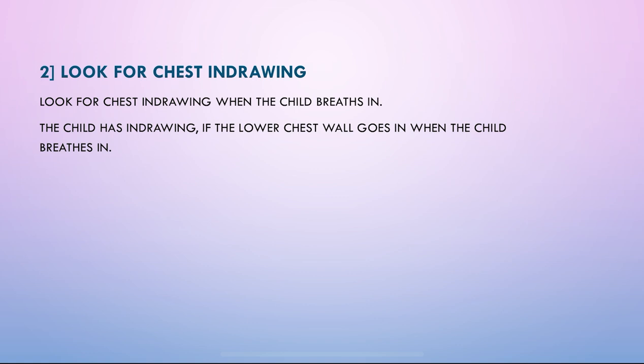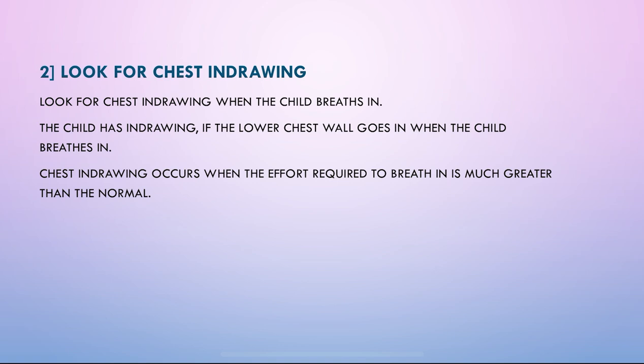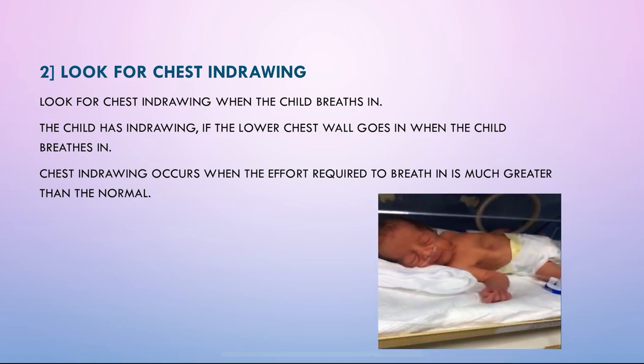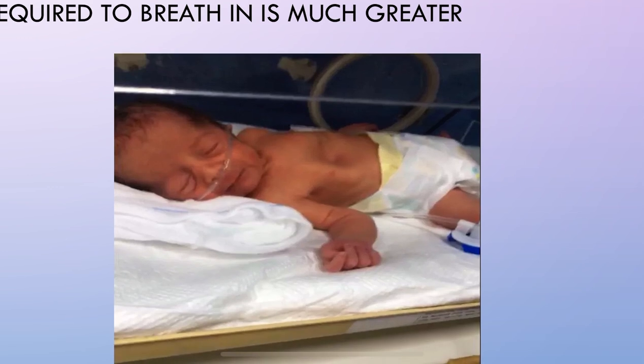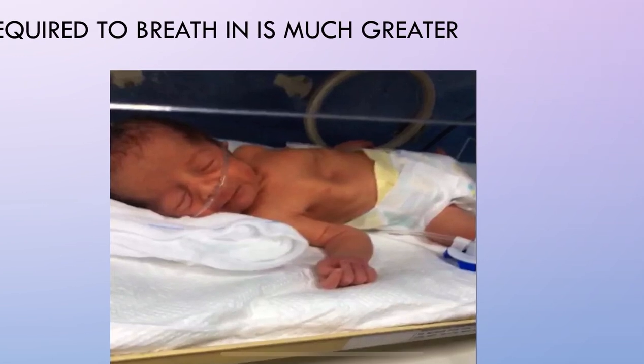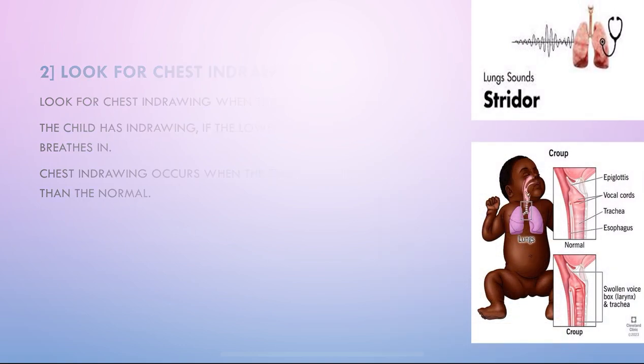Next, we look for the chest indrawing. Look for the chest indrawing when the child breathes in. The child has indrawing if the lower chest wall goes in when the child breathes in. The chest indrawing will occur when the effort required to breathe in is much greater than the normal. Is it clear? You can see that the chest indrawing, very nice picture is given. The chest indrawing is seen in the child. When does it occur? Only when too much effort is required by the baby than what is required normally. If he's putting in too much effort to breathe, then the chest indrawing is seen. We need to look for the chest indrawing in the infant.